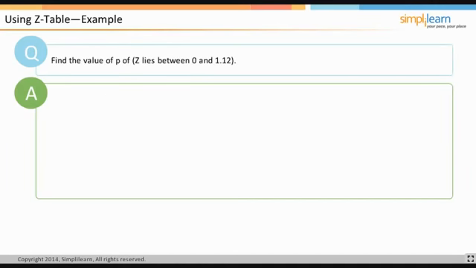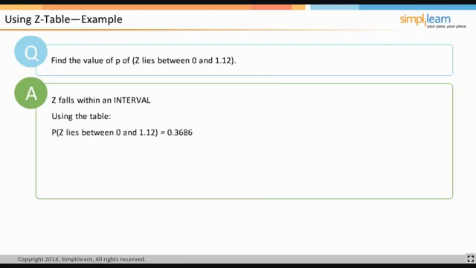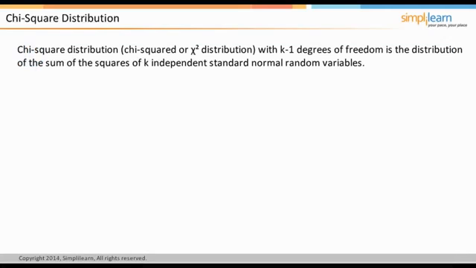Let us find the value of P of z lies between 0 and 1.12. In this case, where z falls within an interval, the probability can be read straight off the table. P of z lies between 0 and 1.12 equals 0.3686.